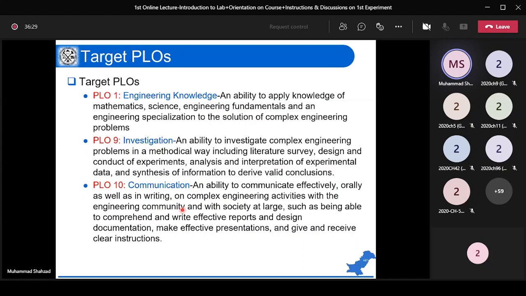Right? So by the end of this course, you should be able to apply knowledge of mathematics, science and engineering fundamentals related to particle technology to find the solution of an engineering problem in particle technology. Right? Similarly, the investigation and communication are all related to reporting and presentation. Right? It is all related to report writing and presentation. And obviously, when you are working in industry, it is related to interpersonal and social skills as well. So you need to develop those skills as well. Here, engineering is all about knowledge and skills, and then application.